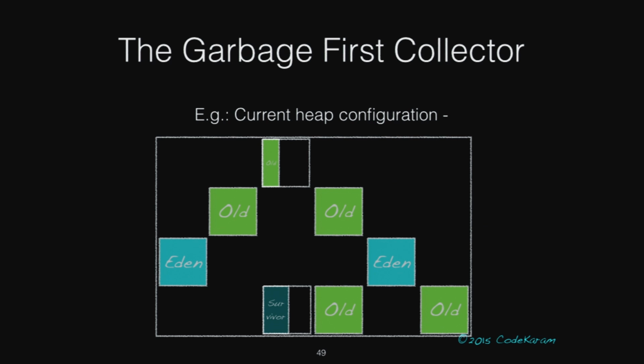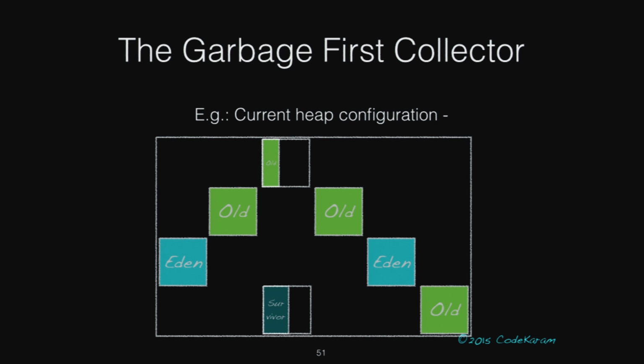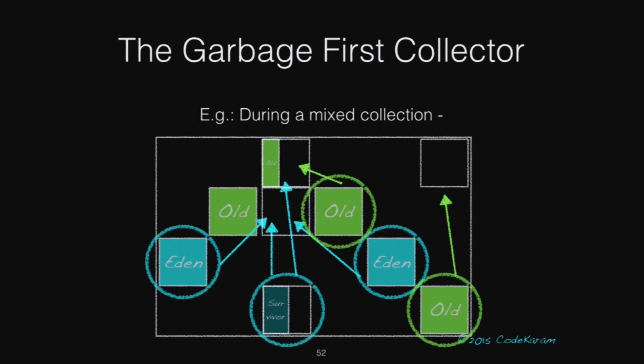So for example, this is your current heap configuration. During our concurrent cleanup phase, we found that there was an old region filled with garbage. So of course, we can reclaim it right then. Ta-da! All right, so now let's move on from the same heap configuration. I want to demonstrate a mixed collection after the marking is done and cleanup is done. Let's talk about mixed collection.